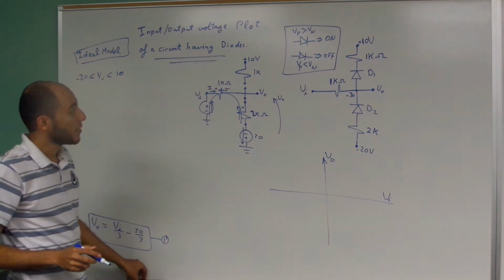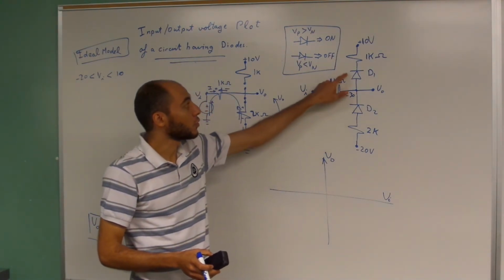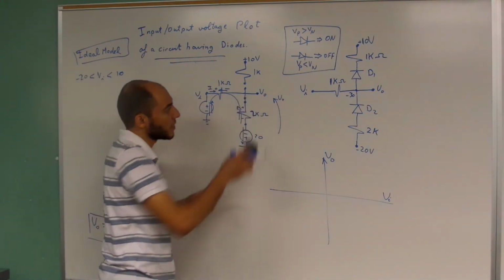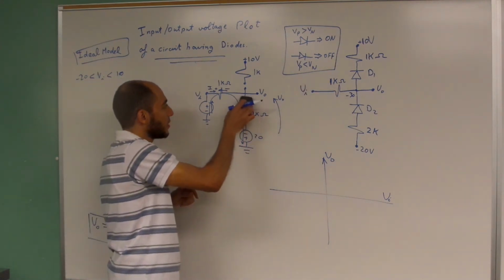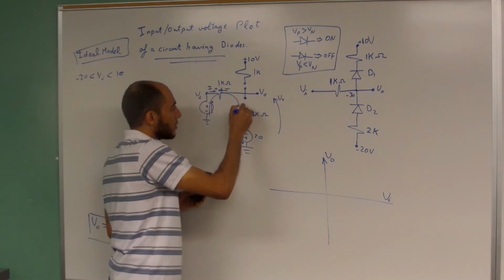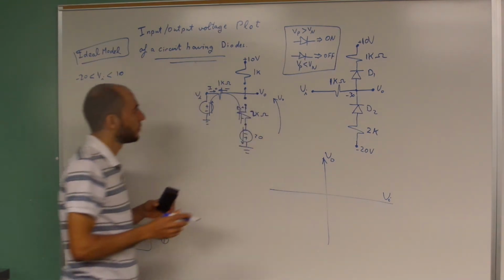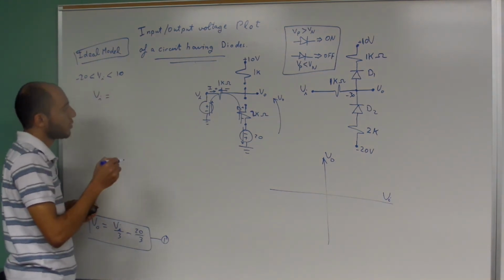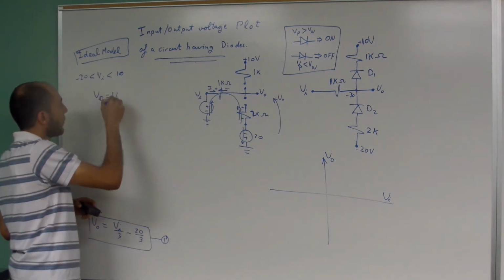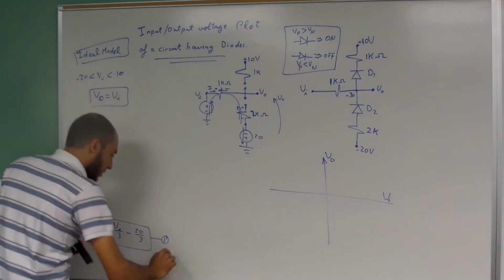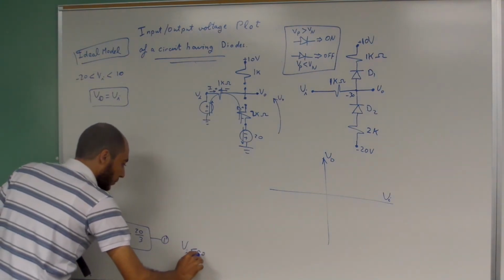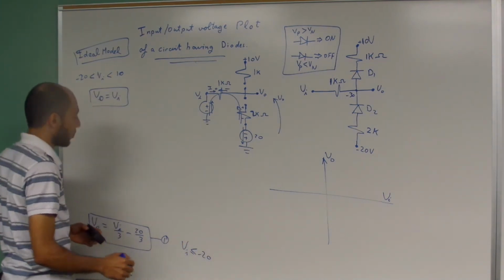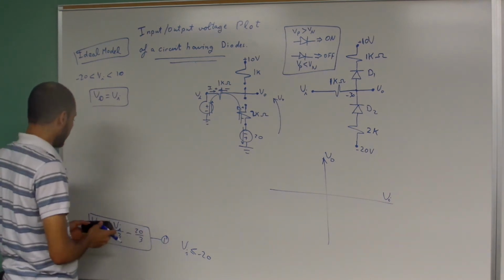In that case, you expect that this is still going to be reversed, but this is going to be a forward bias, which means that this is going to be an open circuit. Which means that V output is equal to V input. So that's the case when V input is very small, less than or equal to negative 20. Whether you put equal or not doesn't really matter.